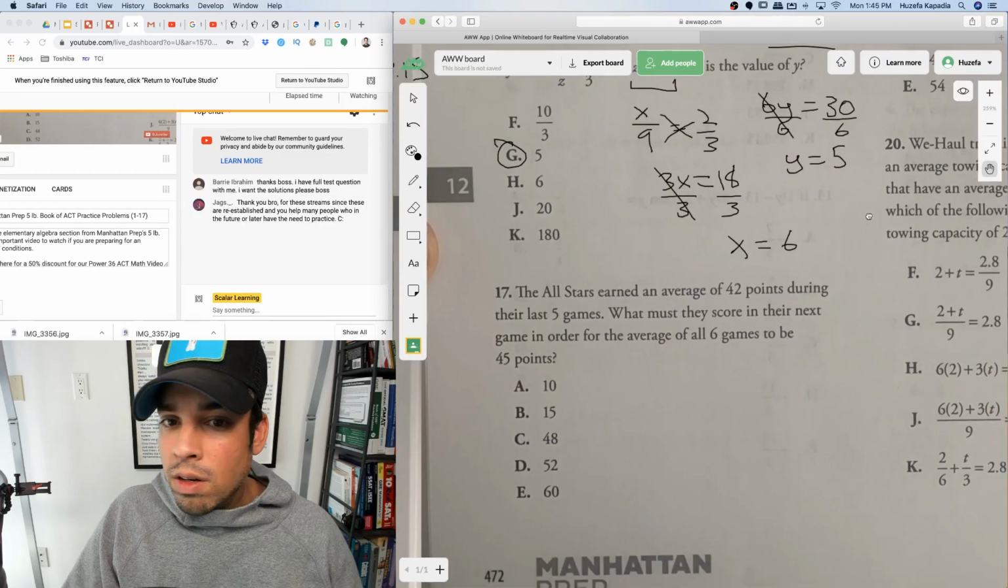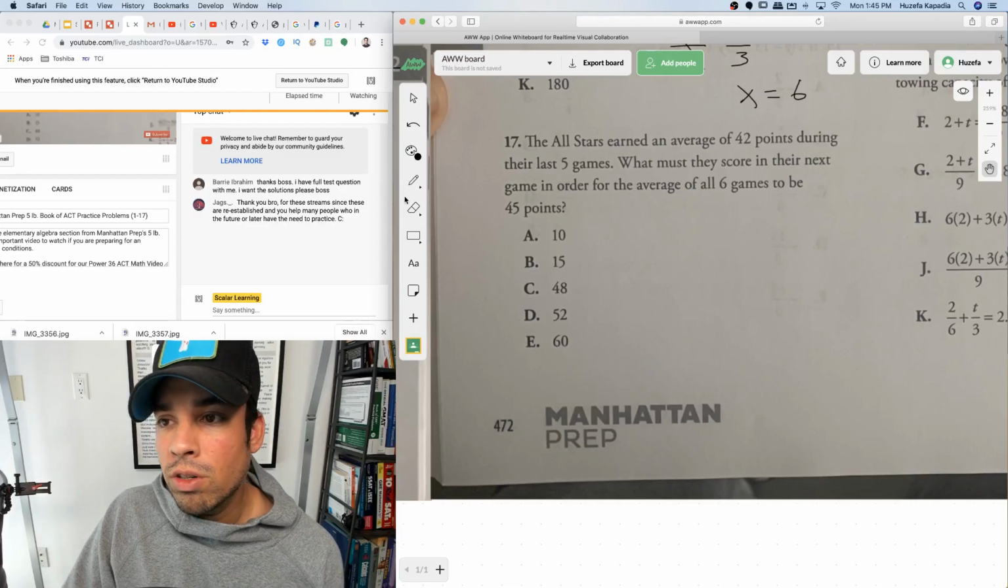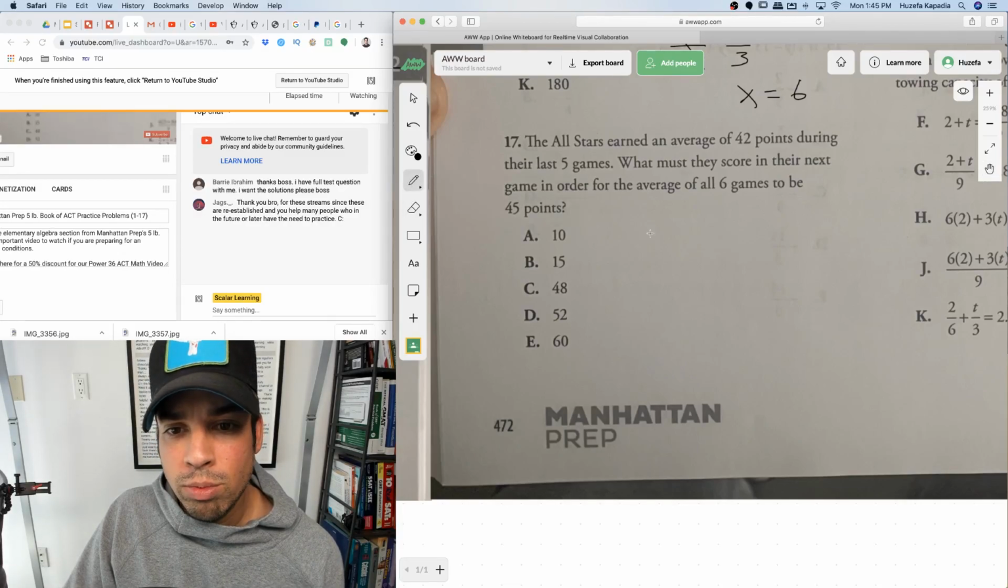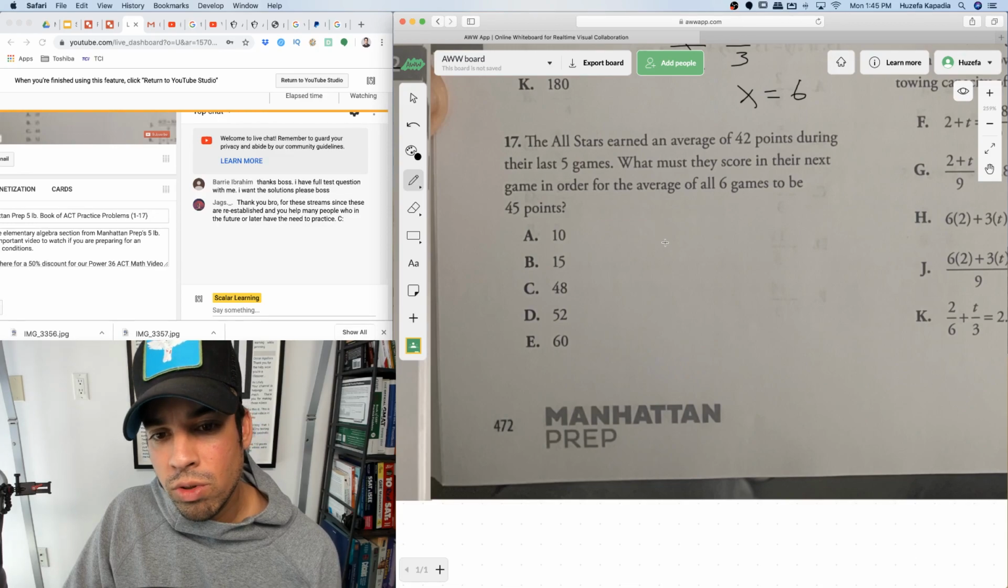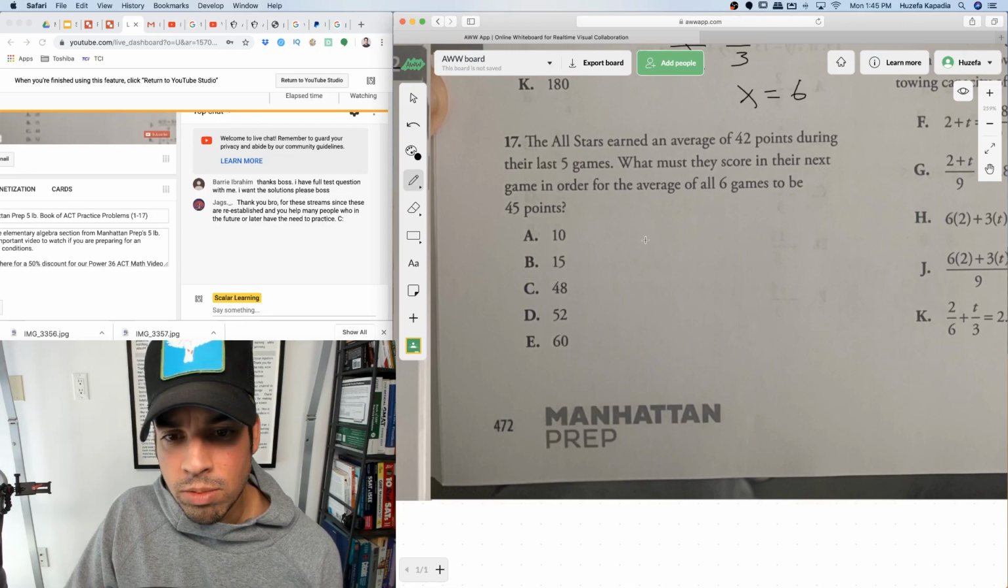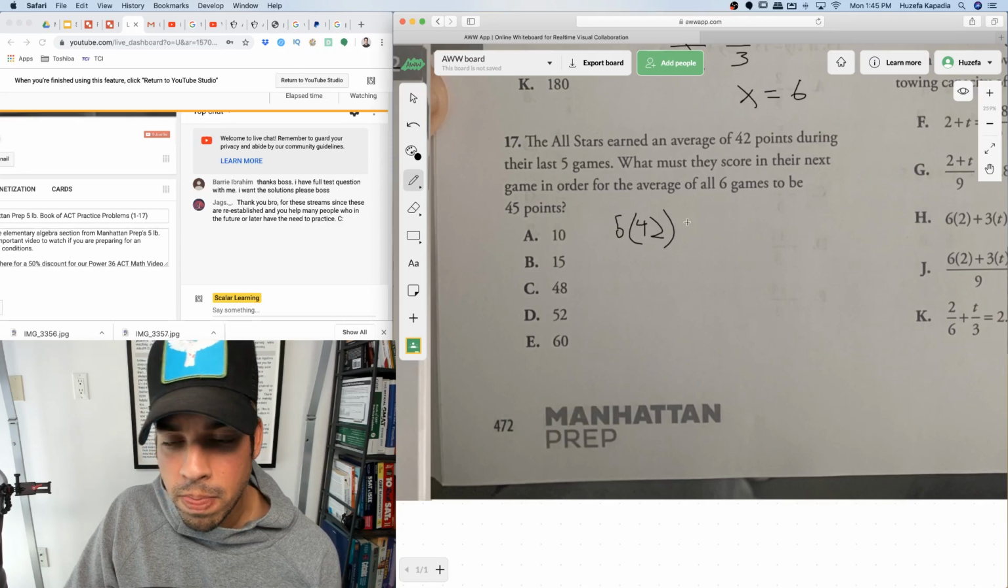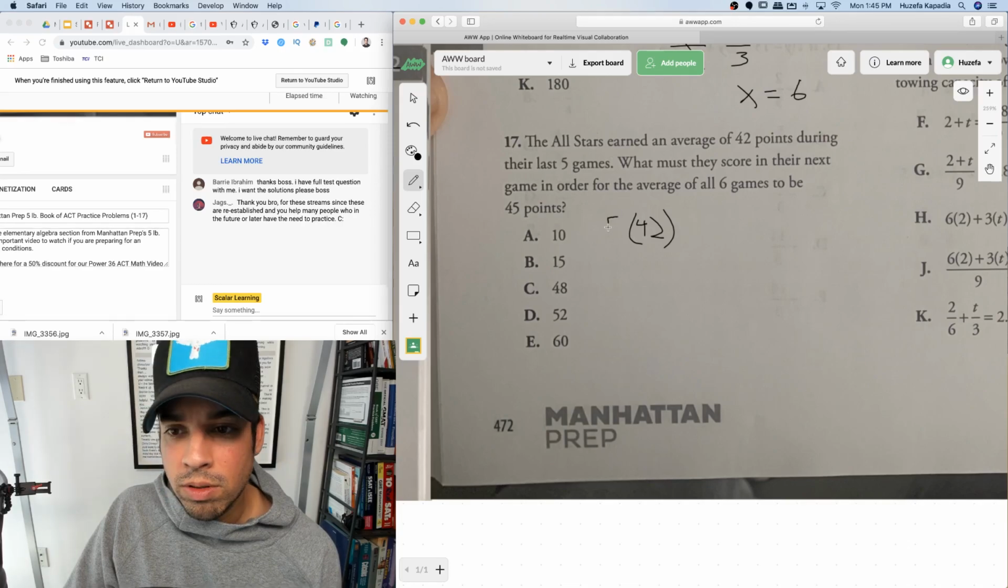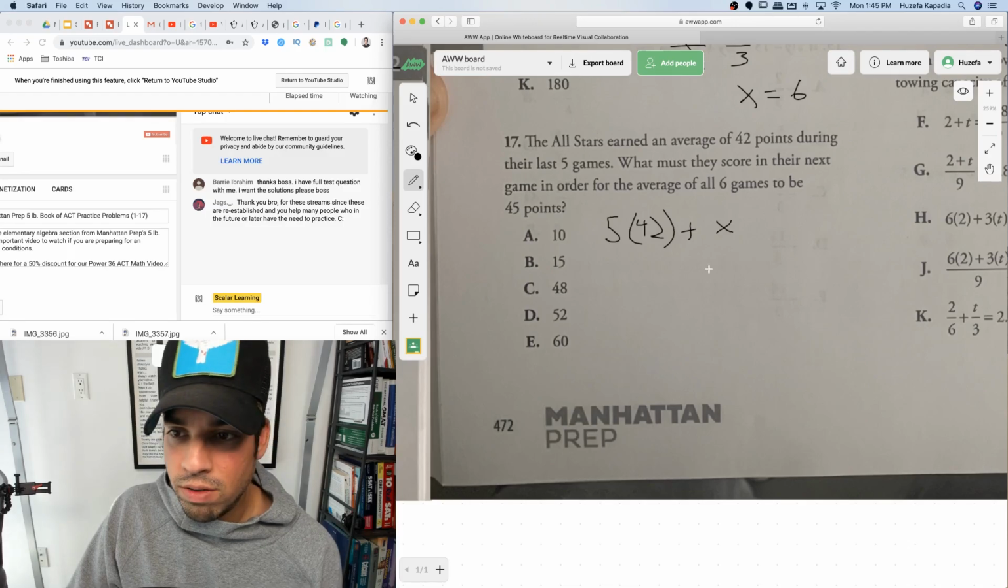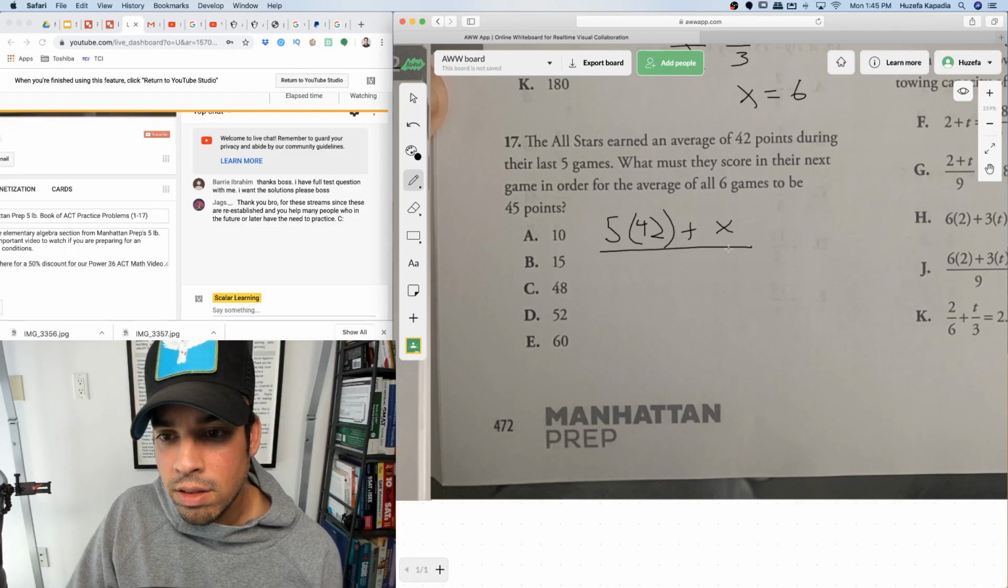And last question, 17. The All-Stars earned an average of 42 points during their last 5 games. What must they score in their next game in order for the average of all 6 games to be 45 points? So they did 42 times 5 is the total points they got, because that's the average of 42. So we want that total number plus, what do they score in their 6th game, which is whatever x is, to have an average for all 6 games to be 45.